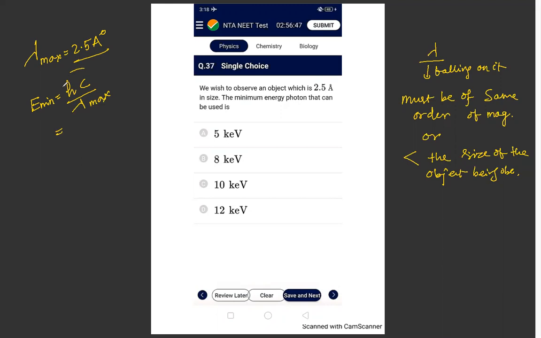So hc value, you can directly put in terms of electron volt. It is 12.40 into 10 to the power 3, or we can write 12431 electron volt angstrom, divided by 2.5 angstrom. Right, 2.5 angstrom, that is 5 kilo electron volt.